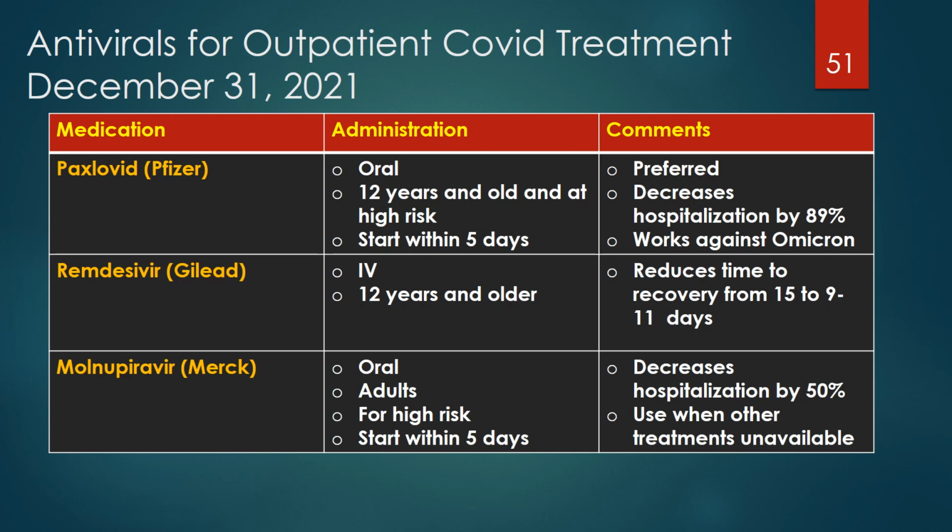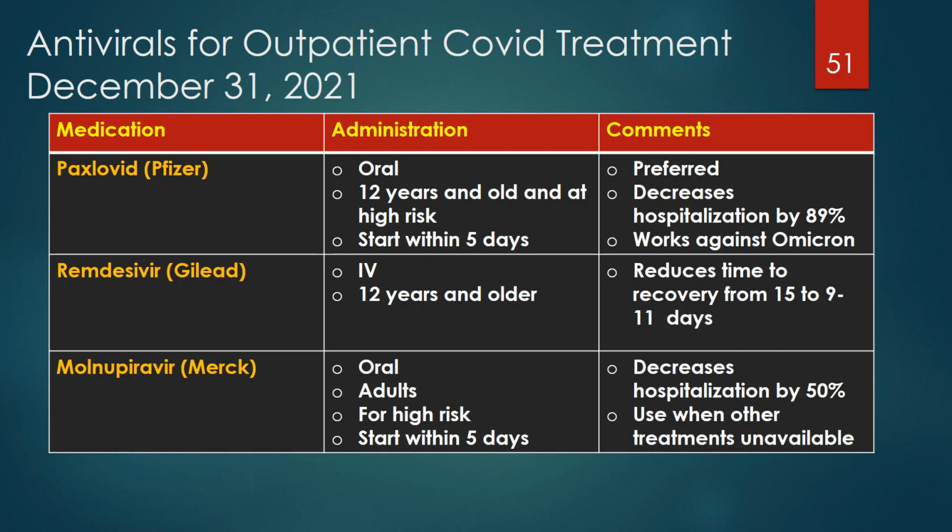This table lists 3 antivirals that are available for the treatment of COVID-19 in an outpatient setting: Paxlovid, remdesivir, and molnupiravir. Paxlovid and molnupiravir are oral medications, and remdesivir requires intravenous infusion. Paxlovid reduces the risk of hospitalization in COVID patients by 89%.